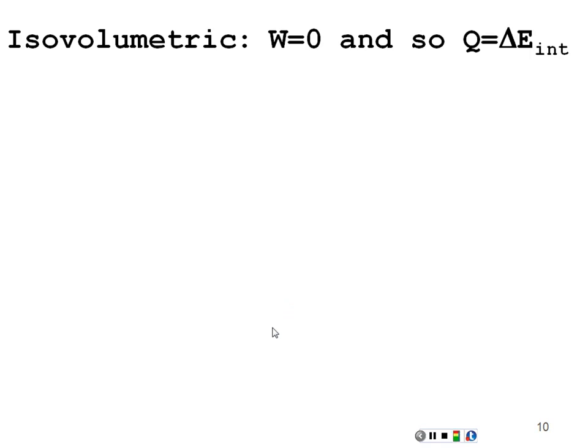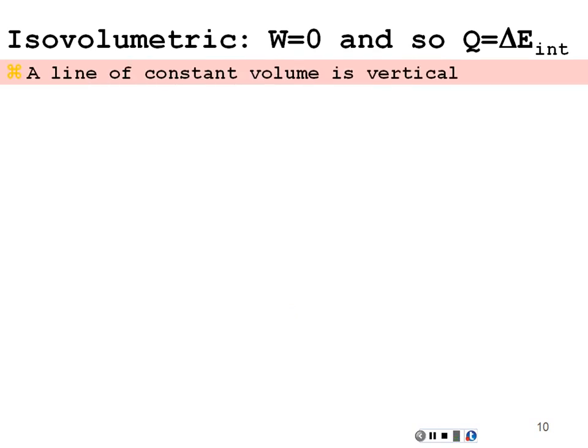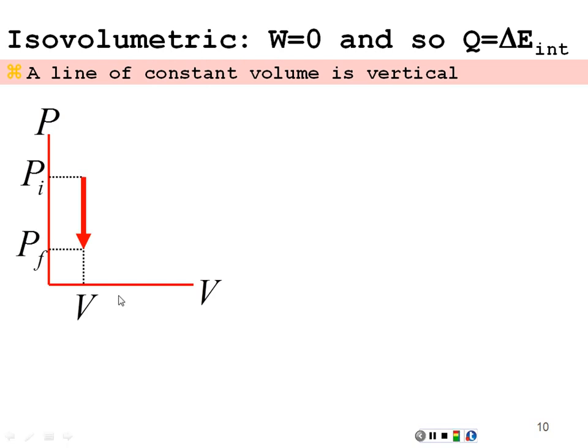For isovolumetric or isochoric, the work done is 0 because we're not changing our volume. And in that case, the heat added will indeed be equal to the internal energy change of the system. Here's an example. At constant volume, we're simply going from initial pressure to final pressure, no area underneath that graph, so no work done in this graph.